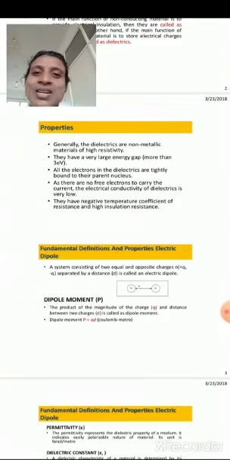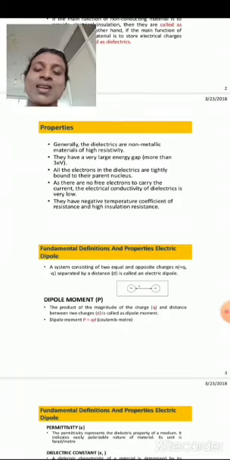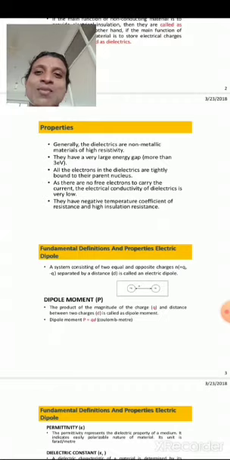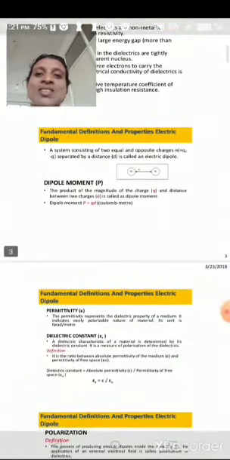All the electrons in the dielectrics are tightly bound to their parent nucleus. Due to that, we have to apply a very large electric field to transmit electrons from the valence band to the conduction band. So, the difference between free electrons and bound electrons: if the electron is in a bound condition, electricity can't be transmitted. If the electron is free from the bonding, it can carry the current. The electrical conductivity of dielectrics is very low. They have a negative temperature coefficient of resistance and high insulation resistance.